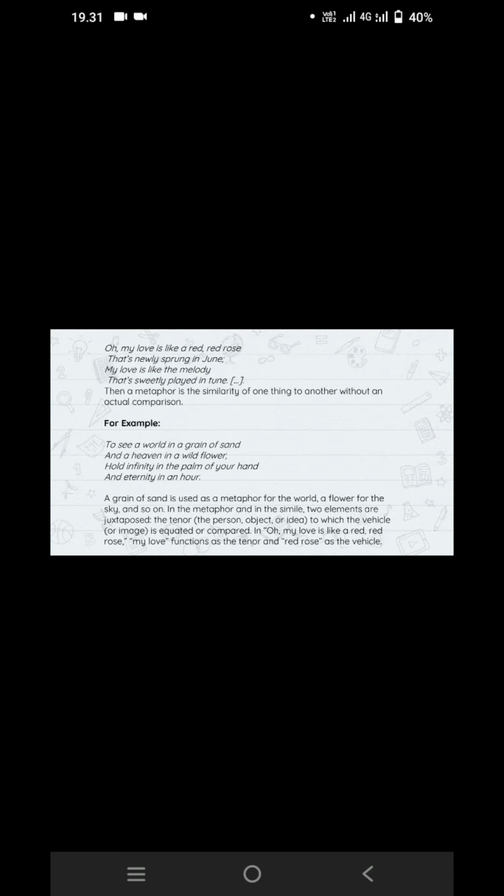In the metaphor and in the simile, two elements are juxtaposed: the tenor, the person, object, or idea, to which the vehicle or image is compared. For example, "O my love is like a red rose." My love functions as the tenor, and the red rose as the vehicle. And the next material is visual dimension.